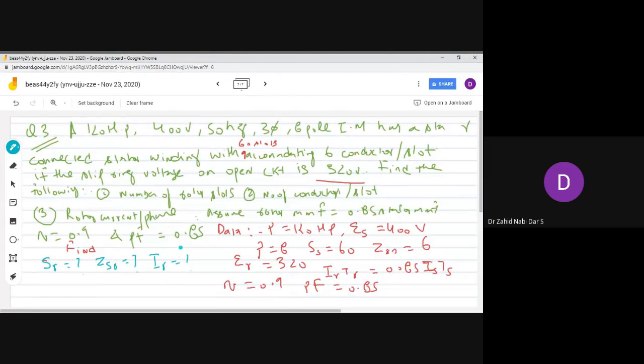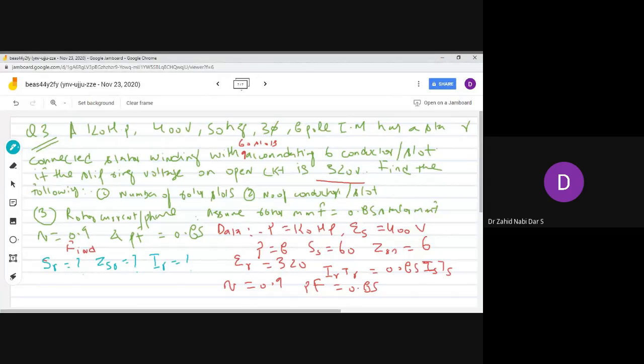Now how do you go about this problem? The number one thing is that the total number of stator conductors would be equal to ZSS into SS. ZSS is 6, 6 into SS would be 60. So the total number of conductors is 360. Because it's a three-phase machine, the number of stator turns per phase TS would be equal to ZS by 6. So that is 360 divided by 6, which is 60. So now you got the value of TS.